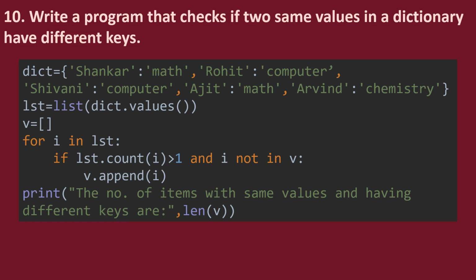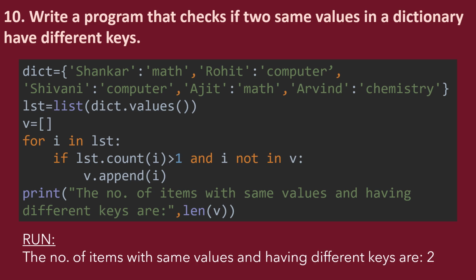Okay, so at the end of this loop, your list V will contain those values which have a count of more than 1 in the dictionary. Now we have to find out how many such values are there in this dictionary. So you just have to write the number of items with same values and having different keys are the length of V. Whatever is the length of the list V, that many such values are there. So once you run the program, you'll get the number of items with same values and having different keys are 2. One is math, another one is computer in this case.